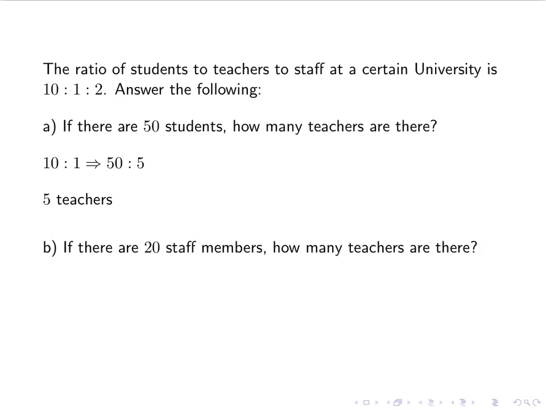If there are 20 staff members, how many teachers are there? So staff and teachers is 1 to 2. So I want to change the 2, the staff, to 20. So if I go from 2 to 20, I multiply by 10. I want to do the same thing to the 1. So 1 to 2 is equivalent to 10 to 20. So there are 10 teachers.